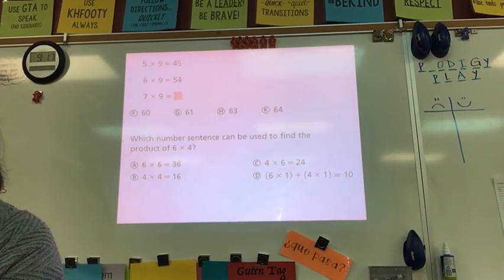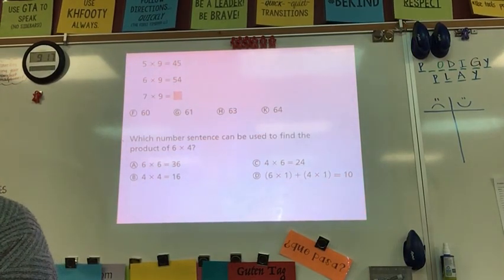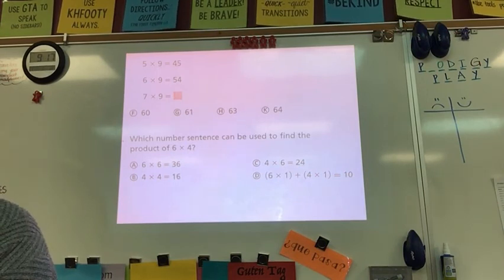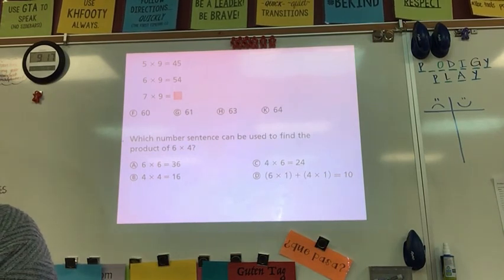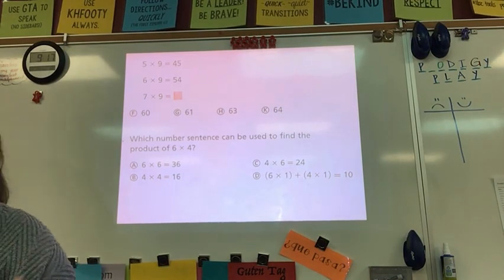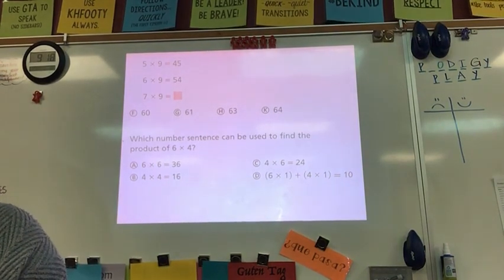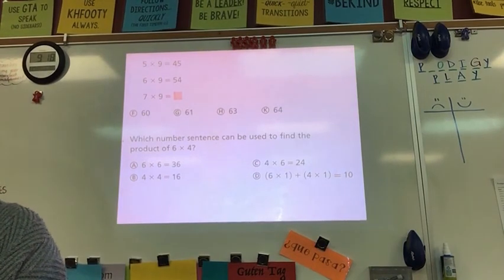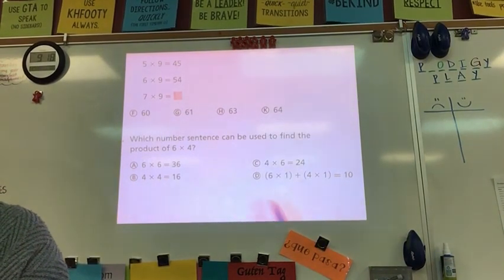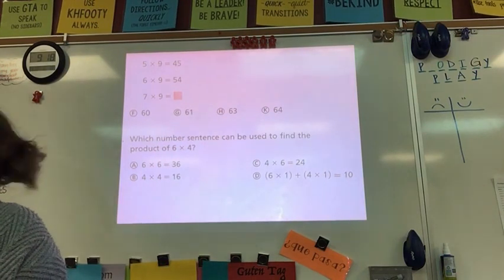Oh, I'm moving it the wrong way. There we go. Which number sentence can be used to find the product of 6 times 4? Do I need a picture for this problem? Is it a story problem? No. So do I have to draw a picture? No. And that's kind of why I wanted to preview with you guys, because lately I've been saying you have to have a picture, equation, answer, label for every problem. But that's because we've been doing story problems. If it's one like this, you do not need a picture.